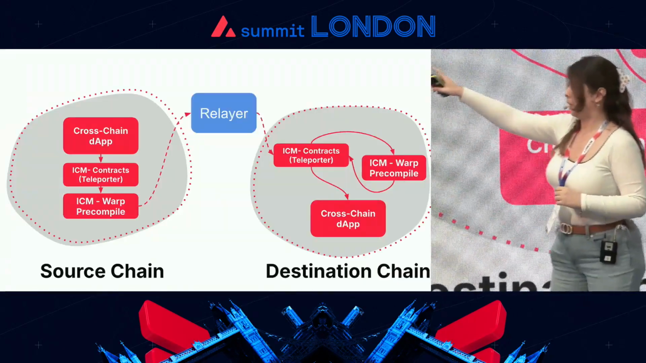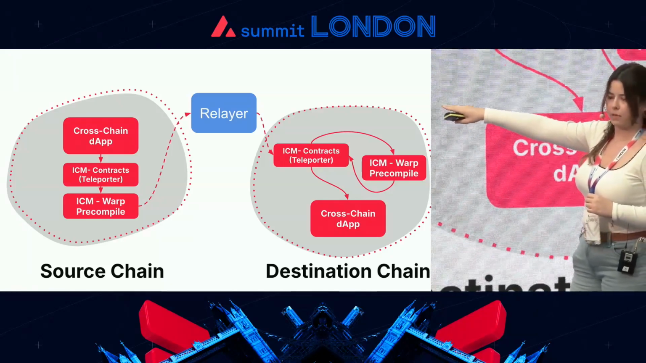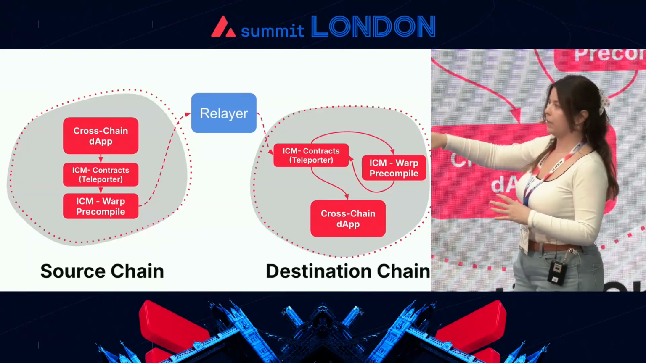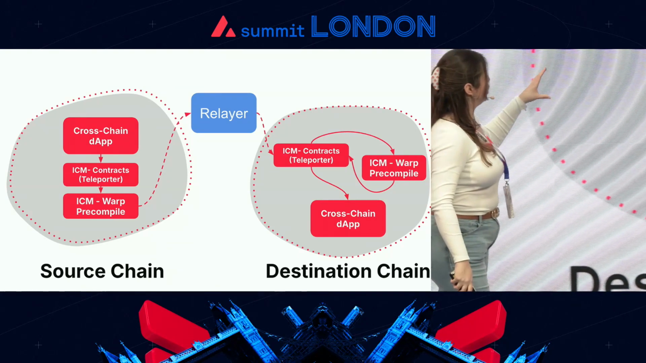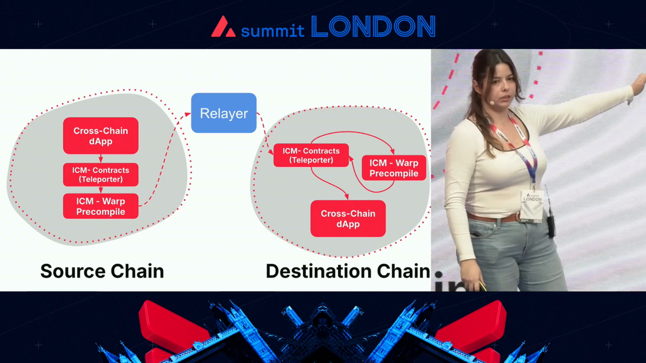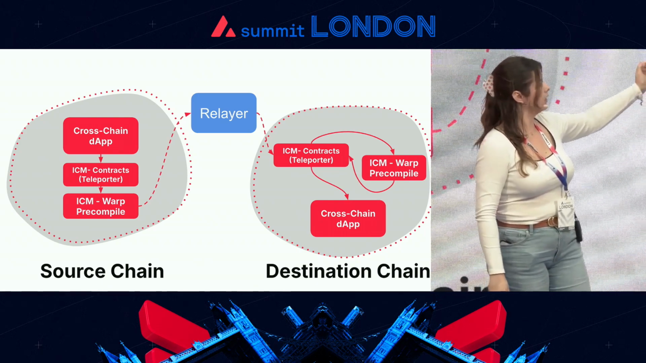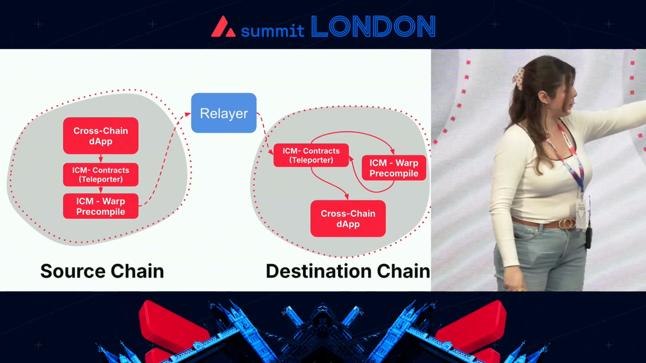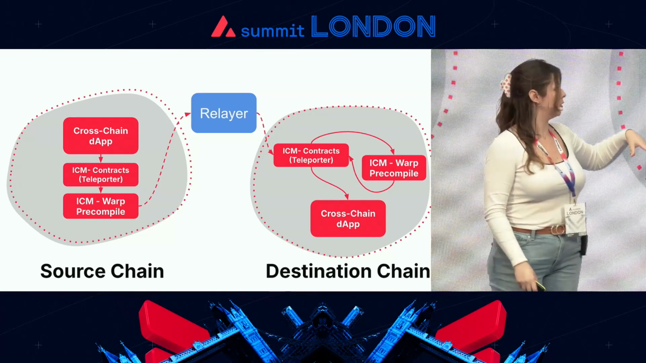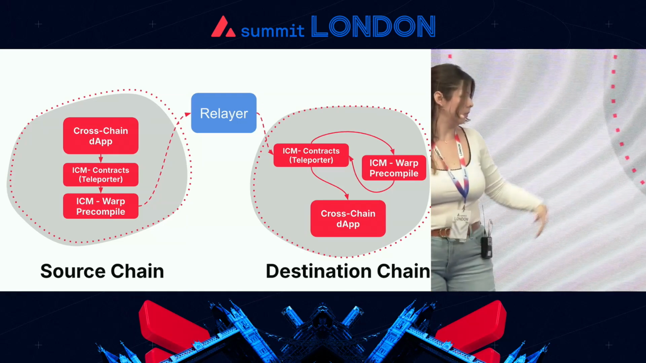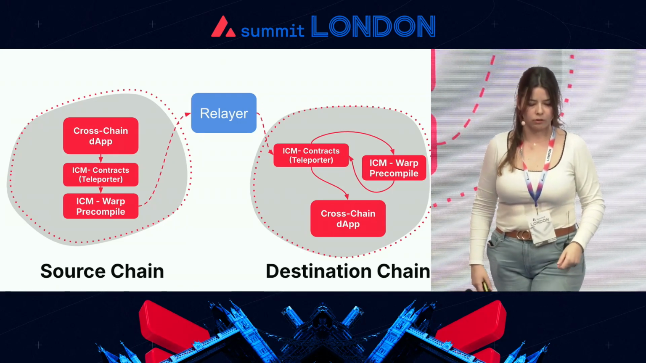So again, it will go cross-chain app, ICM contract, then Warp. Then the relayer takes that with the signatures and sends it to the other chain. It sends the message to the Teleporter contract, and it goes verifying the signatures. And when everything looks good, it will submit that to the cross-chain application contracts.